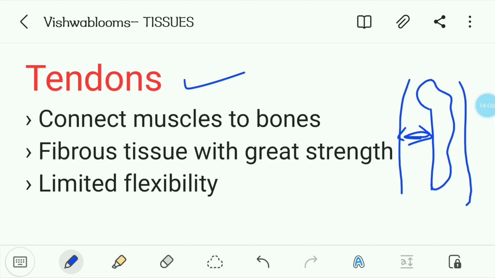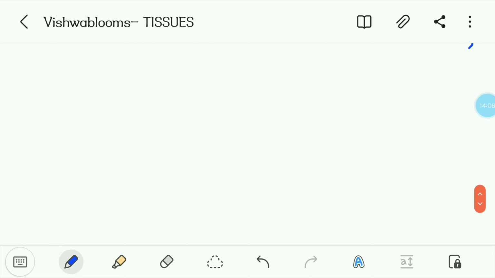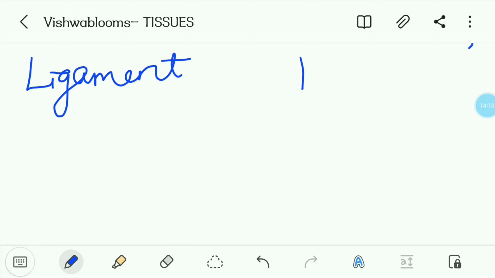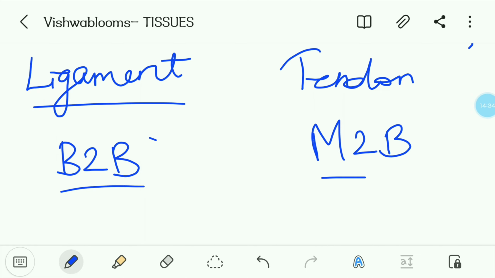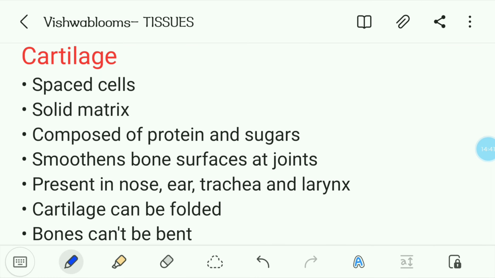Okay, limited flexibility. Now sometimes we get confused with ligaments and tendons. We think that both are same, but generally they are not same. Ligaments connect bone to bone, B to B, remember that. And tendons, what will they connect? They will connect muscle to bones. So remember this formula: B to B is ligament, M to B is tendon. That's it. Okay. Now we will see the cartilage.